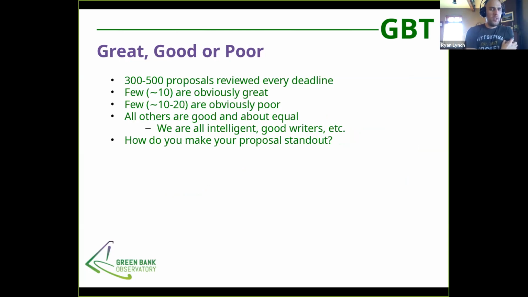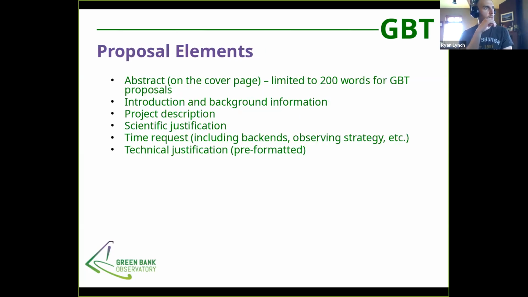So just some general tips and advice for proposal writing with GBT. Depending upon the cycle, we get a few hundred proposals each deadline. There are a small number that are obviously really, really good and probably will not have any problem passing muster. There are a few that are obviously poor, but all the others are good. They're perfectly worthy, and you're kind of digging into the details when you distinguish between them. So, some tips for making your proposal stand out.